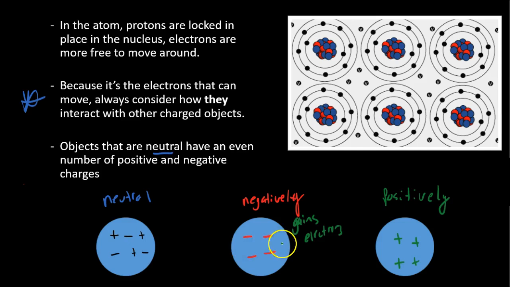Now, the key idea: something becomes negatively charged if it gains electrons, because it's only the electrons that are able to easily move. Something becomes positively charged not because it gained protons, but because it lost electrons.